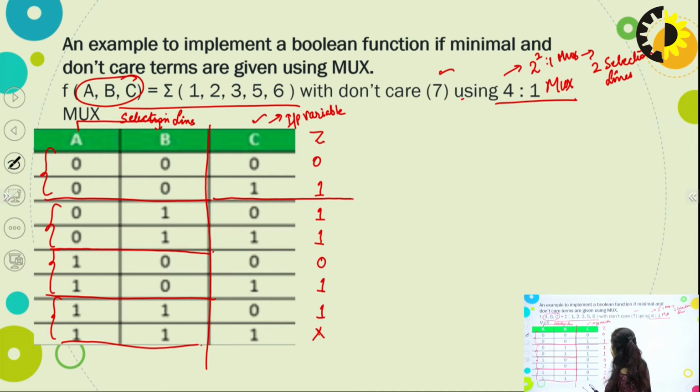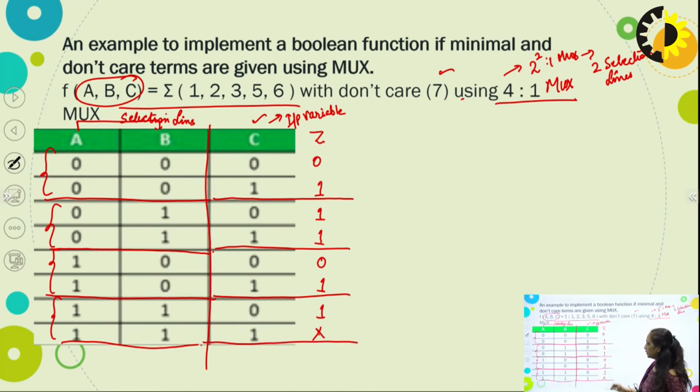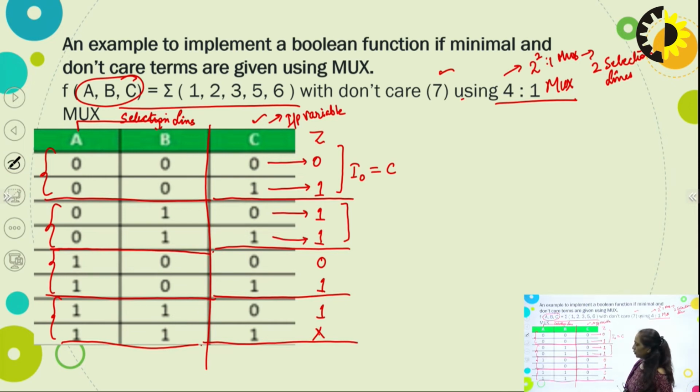Okay, so when I divide this into 4 parts, because a 4x1 mux will have 4 input lines, we have divided the table into 4 parts and each part will give you one input variable. From here, I am going to have the value of I0. So check, for 0, output is 0, for 1, output is 1. So I0 will be C. From these two, whatever the value of C is, output is always 1. I1 will be logic 1. Next, for 0 it remains 0, for 1 it remains 1. From these two, we are going to have I2 equal to C.